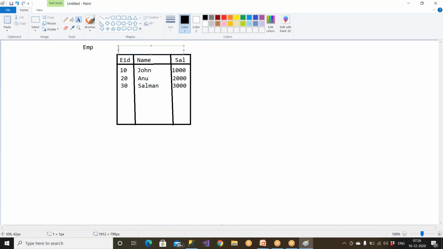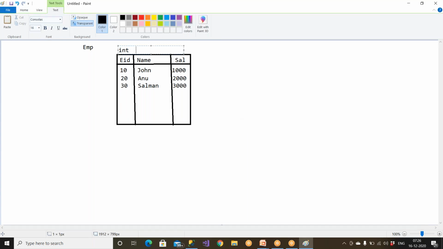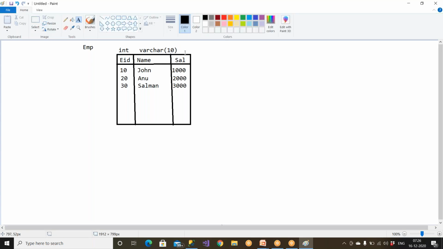So this data is called integer data. This is what is called varchar data. Varchar, let us say 10. So maximum you can have 8,000 characters, but I am restricting myself to 10 characters. Clear? I don't want to cross more than 10 characters in this. That is what I'm saying. And salary is some other data type.